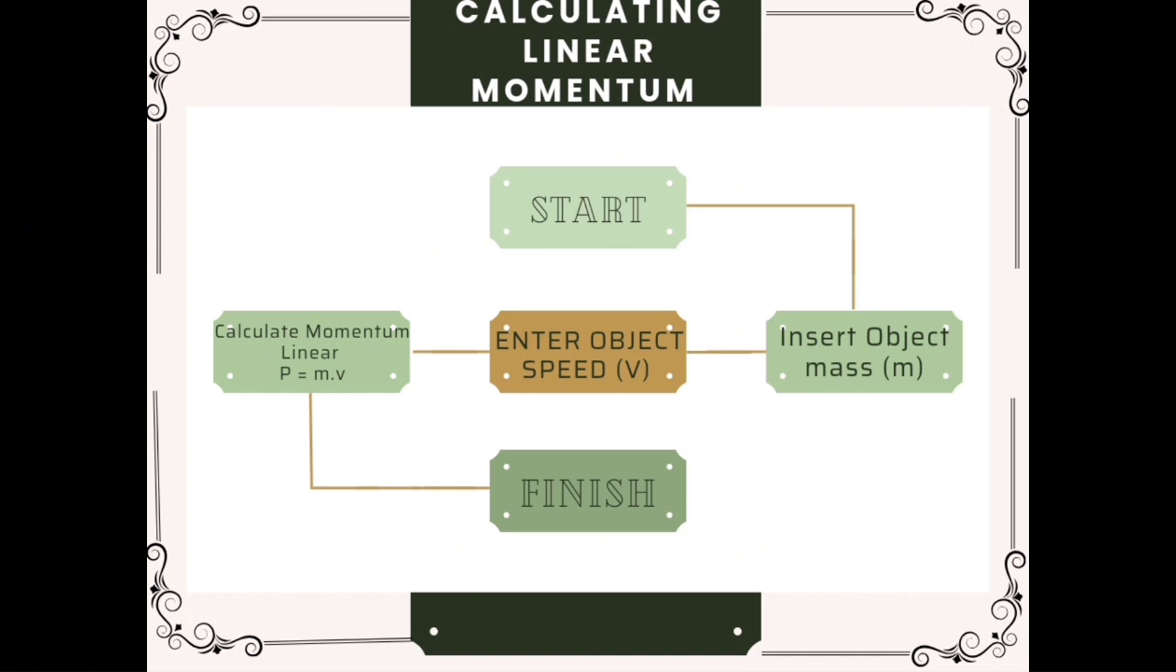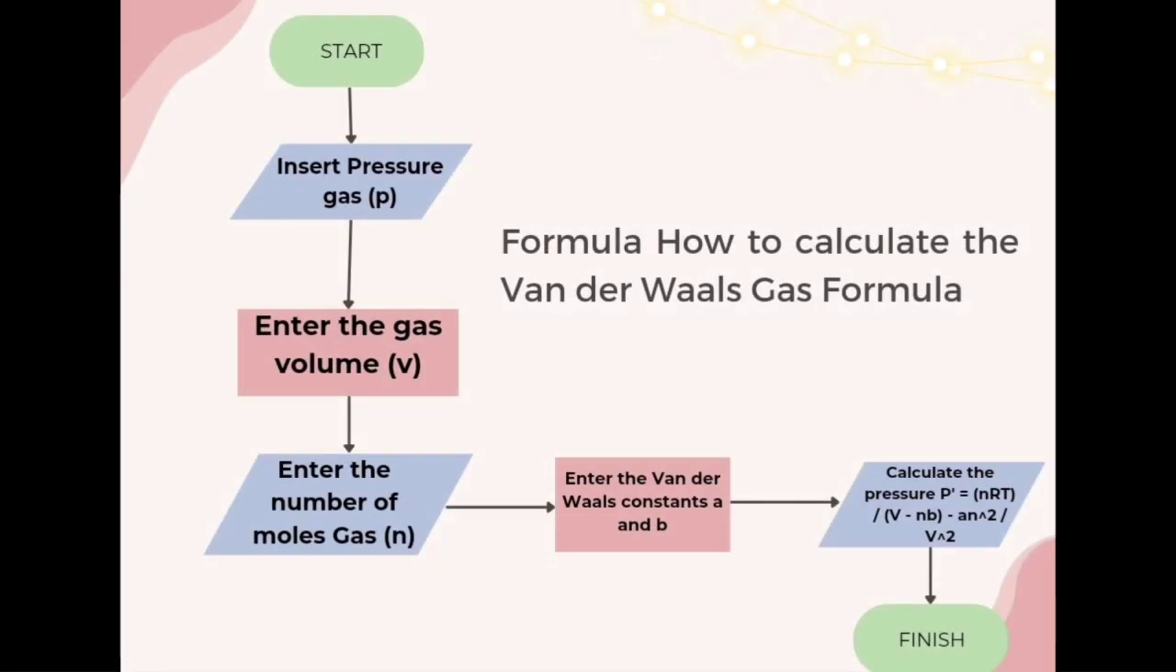After that, the flowchart will proceed to the next step, namely calculating linear momentum using the formula P = M × v. In this formula, P is linear momentum. The flowchart is completed with the finished step. By following the steps in this flowchart, we can calculate the object's linear momentum by entering the object's mass and the object's velocity. The next material is about the formula to calculate the van der Waals gas formula.